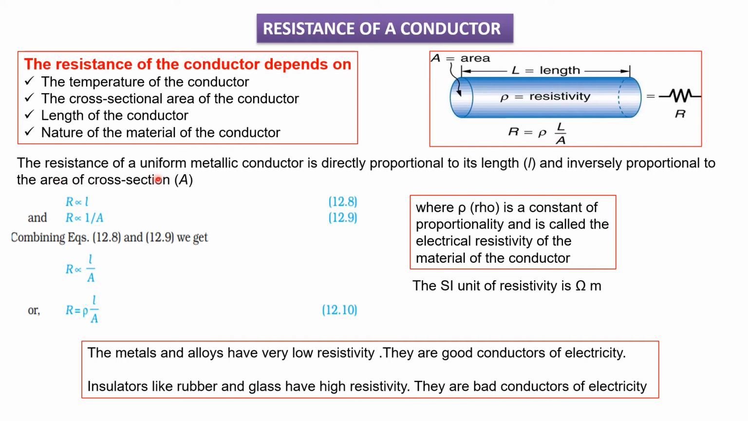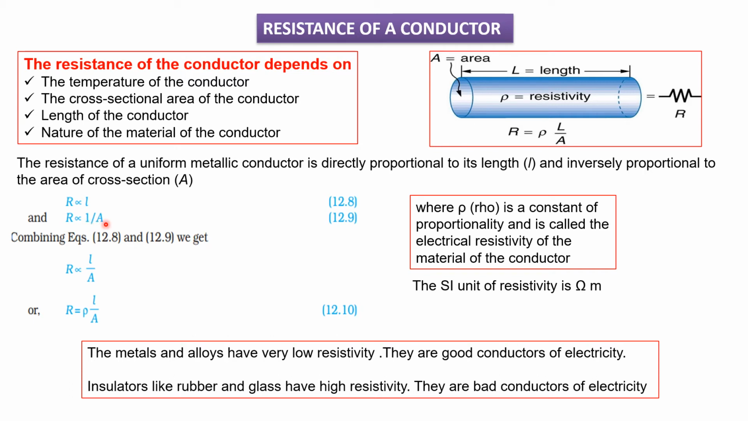So the resistance of a uniform metallic conductor is directly proportional to its length and inversely proportional to the area of the cross section. That means resistance is directly proportional to the length. If length is more, resistance is more. If length is short, resistance is short. And resistance is inversely proportional to area. That means R is proportional to 1 by A.